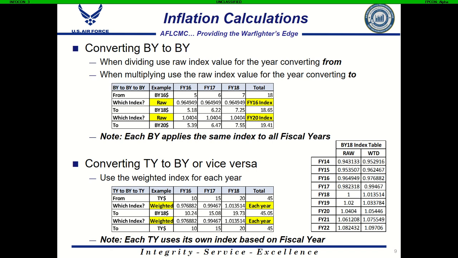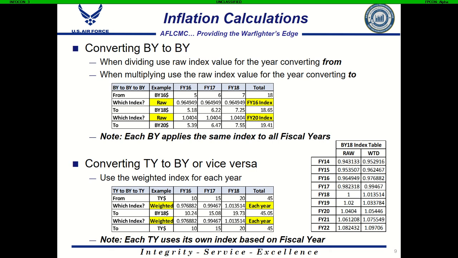So this is what we have. You can see in the raw index column for the row FY18, you've got a 1 in that spot. This is another way for you to figure out what year of that index table we're looking at. This is a base year 18 index table because if you had base year 18 dollars, they would be unchanged. They would just be multiplied by 1. So the 1 will indicate the base year of your index table.